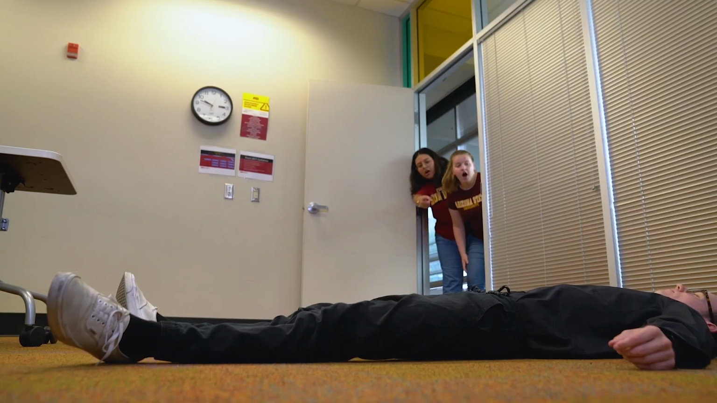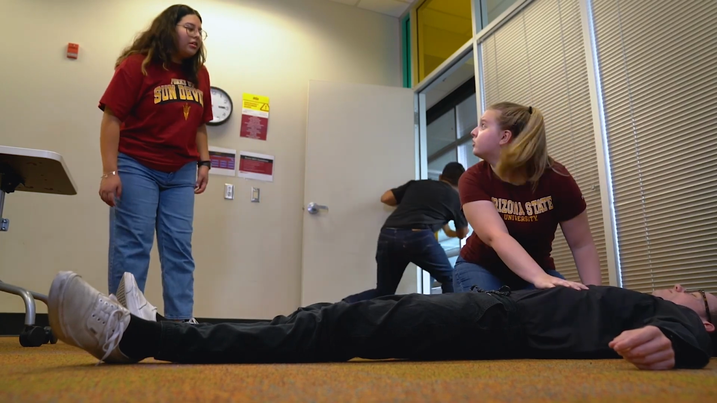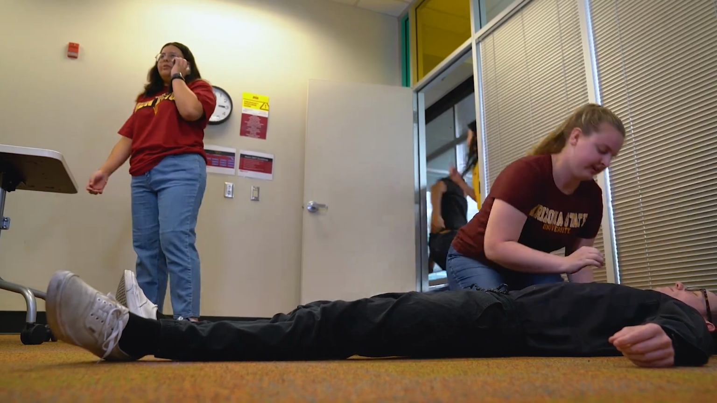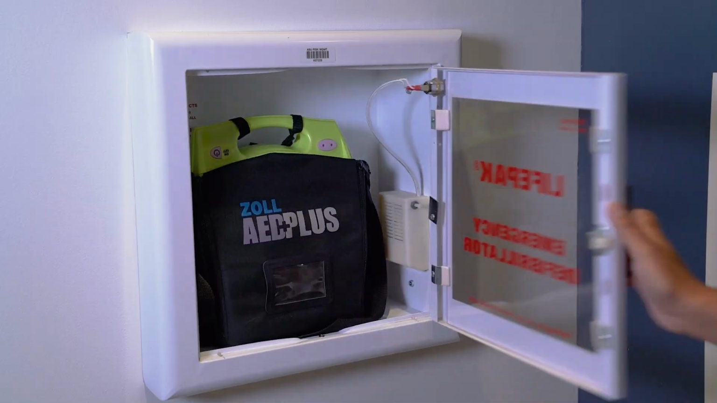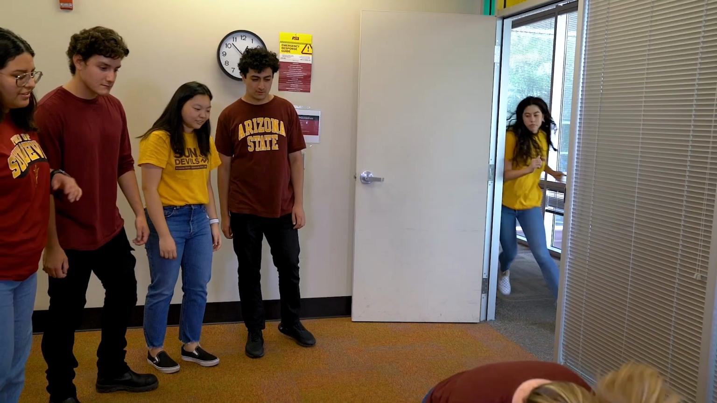First, verify that the scene is safe and ensure the person needs help. Delegate tasks to others, if possible. Have someone call 911 and find the nearest AED. If you are alone, call 911 immediately. Retrieve an AED before beginning chest compressions.